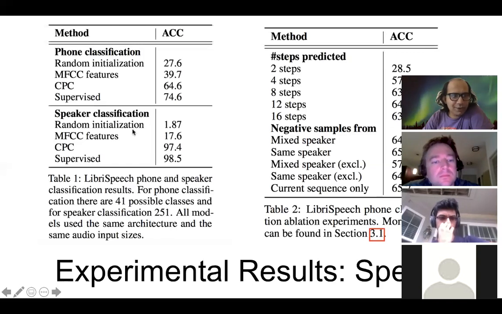But for speaker classification, as we can see, the CPC representation fed into a logistic regression classifier gives almost the same or similar accuracy as the supervised model trained end to end.